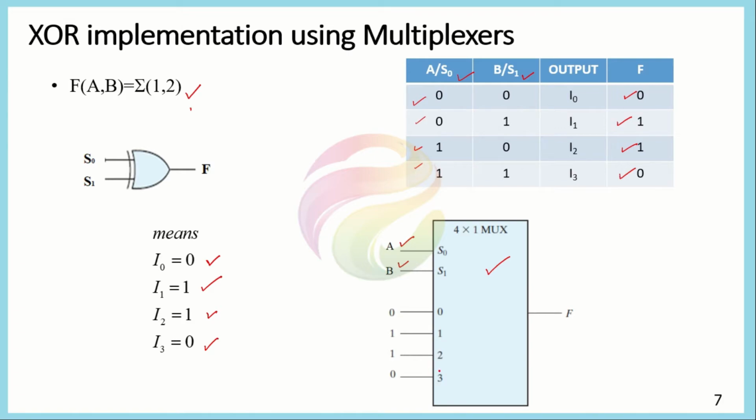And for the last combination, 1 1, we should have a value of 0. So in this way we connect a 0 here. And when we have a 1 1 selection line here, input I3 would be connected to the output, so we would get a 0 at the output. So the main thing is how we set the values of these inputs. We can easily see these from the truth table and adjust the values accordingly.